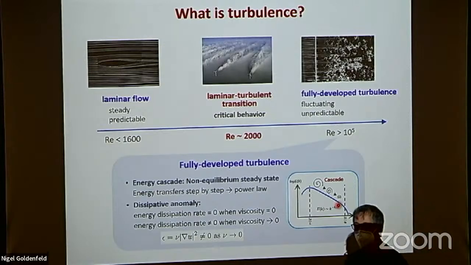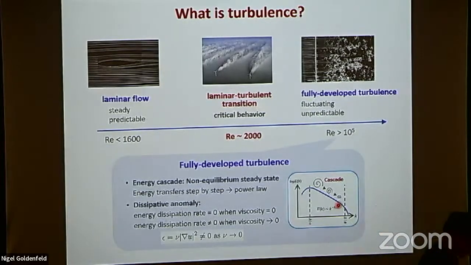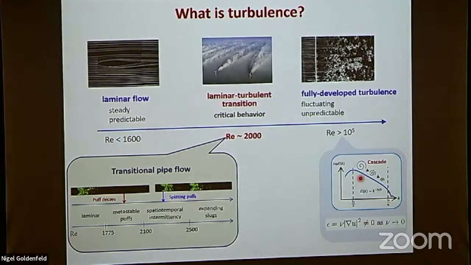Okay, so this is a surprise. How can you have dissipation when there's no viscosity? And that's the dissipative anomaly. It was the first anomaly discovered in physics, and it's related to anomalies in quantum field theory and other things. Well, wouldn't it be great if this thing transferred?